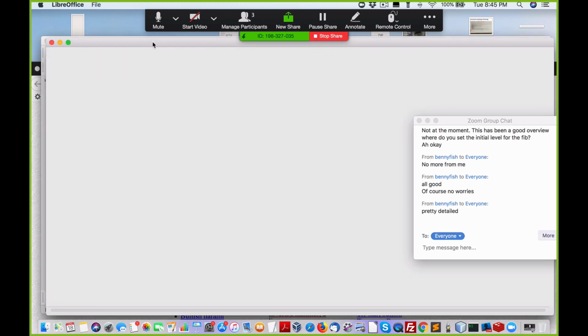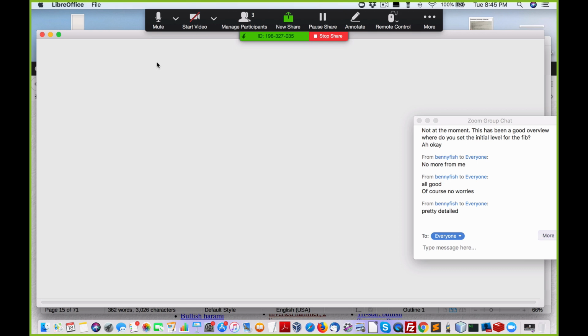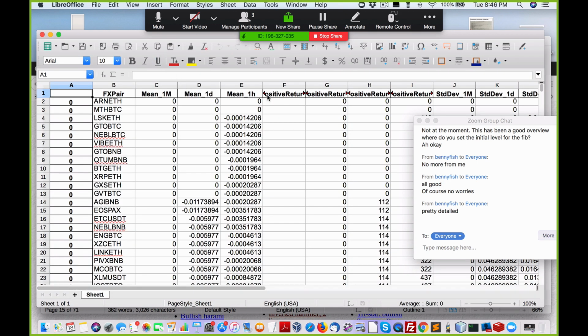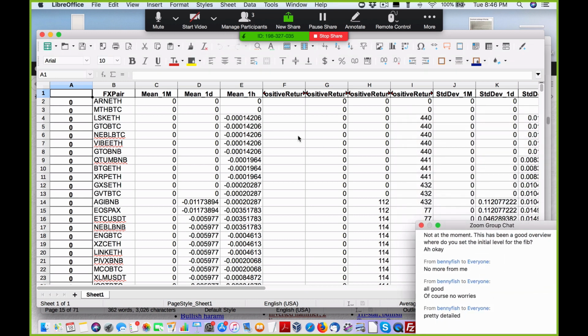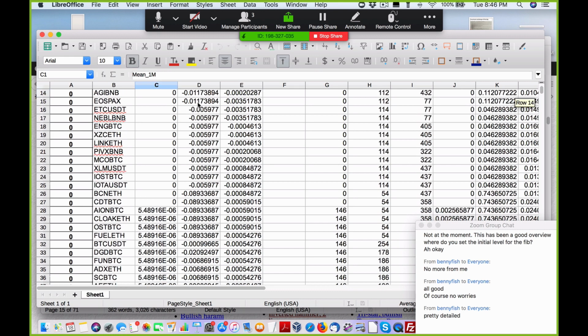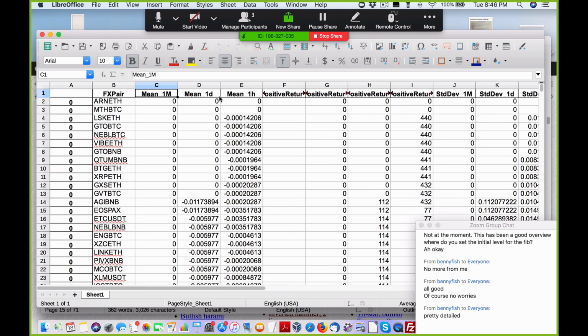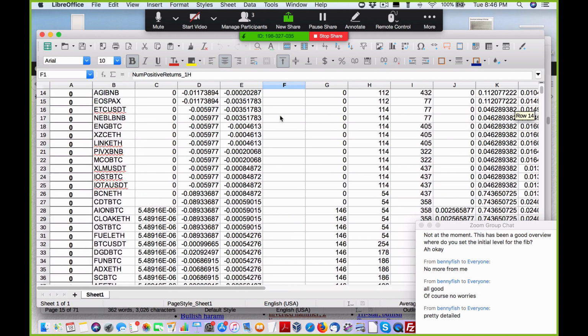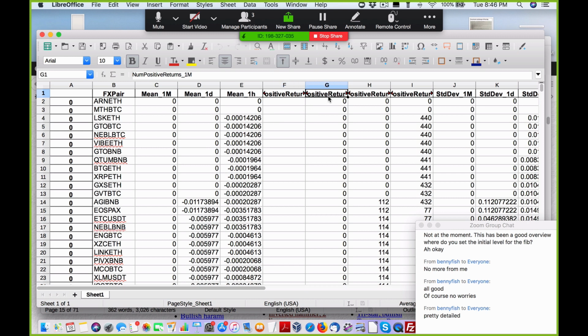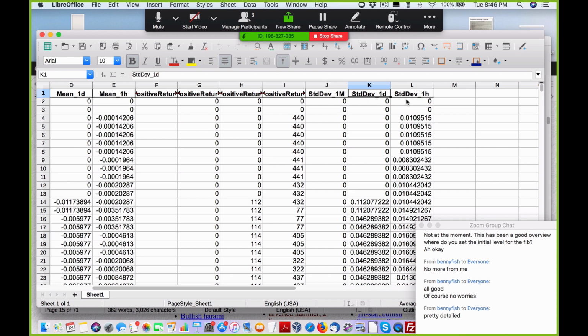Pretty crazy stuff that's been developed. This has been in development for about 2 years, so it's very detailed. Here you get the three time frames: daily, hourly, and minute. We also track the number of positive returns for 1 minute, for daily, and for hourly, and the standard deviation for the minute, for the 1 day, and for 1 hour, for each pair.